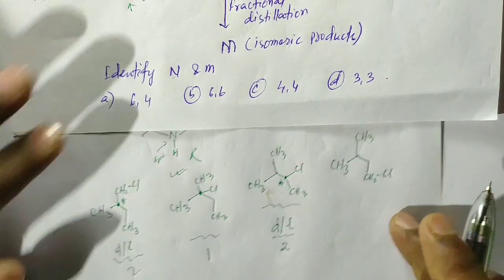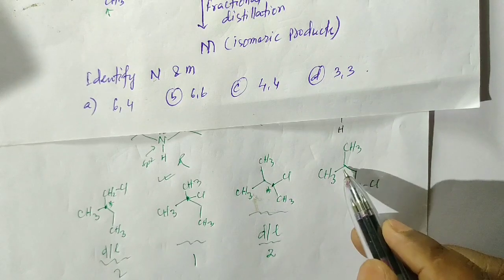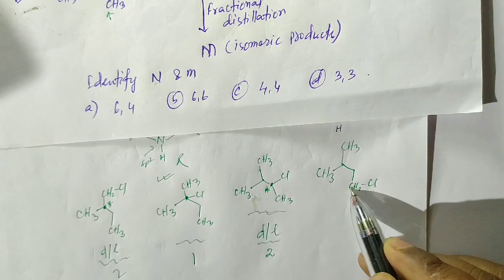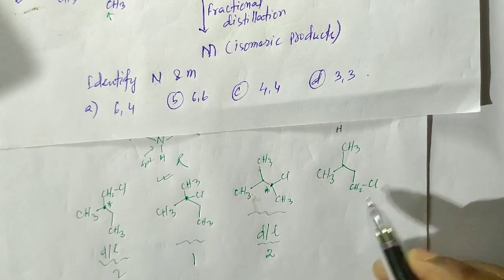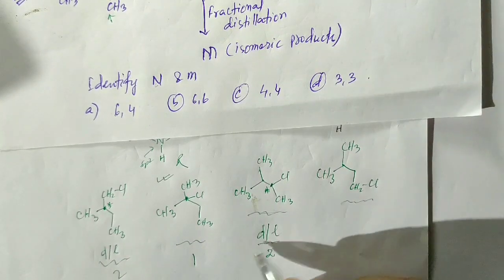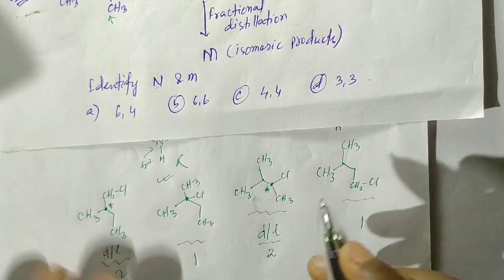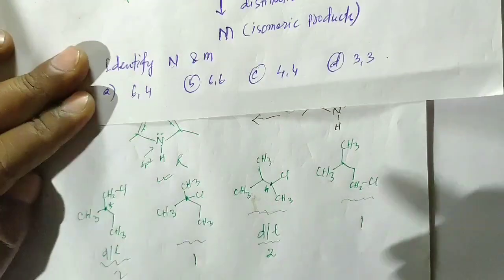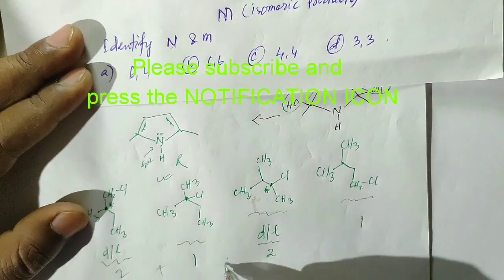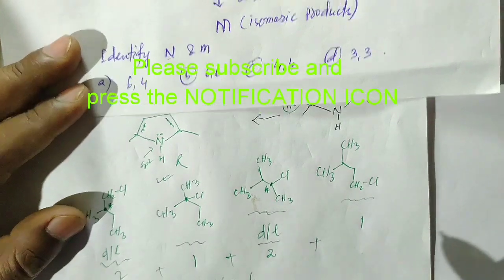Let us check the chirality of this carbon atom. This is not chiral because 2 hydrogen atoms are attached. This is not chiral. Not chiral. This is also not chiral because 2 hydrogen atoms are attached. So it will not have any enantiomer. Actually, D and L are enantiomers. So from here 1. So this will be our N. N is 2 plus 1 plus 2 plus 1, that is 6. N is 6. Now what about M?